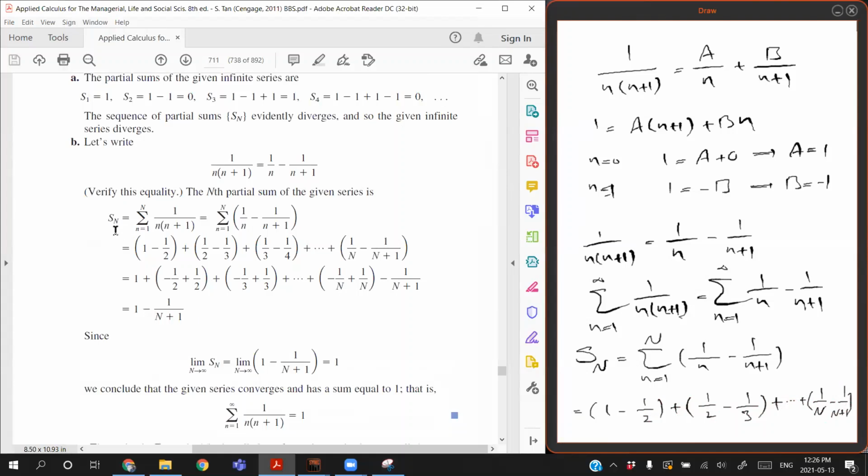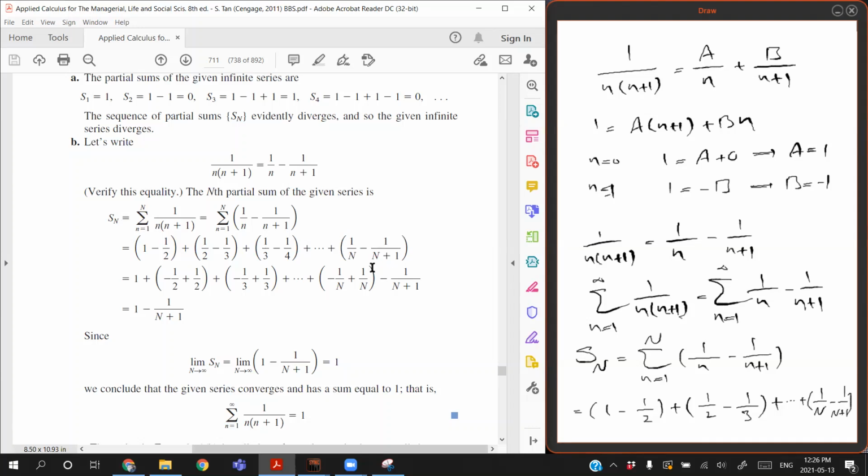Sn, which is the general term for the sequence of partial sums, is going to be the sum of the first n terms of the sequence, and I just expand it. I write the values. When I plug in 1, I get this, plus plug in 2, I get this, and when I plug in uppercase N, I get this.